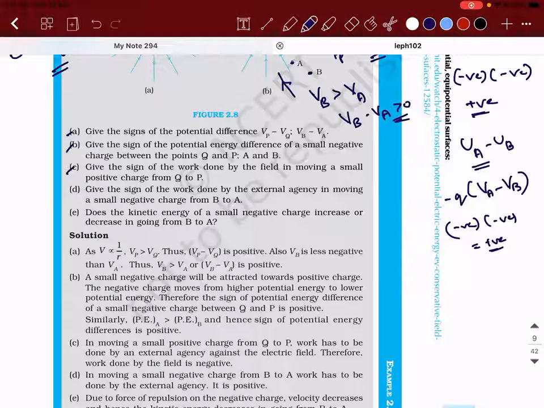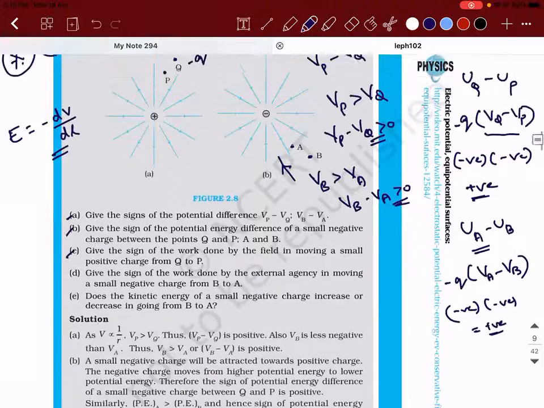So you have to think in terms of the basic definition of work done. Why negative? So read the question. Give the sign of the work done by whom? Work done by whom? Work done, I always told you should ask the question, which force is doing the work? Third question. Work done by the field means work done by the system itself. So give the sign of the work done by the field in moving a small positive charge from Q to P.